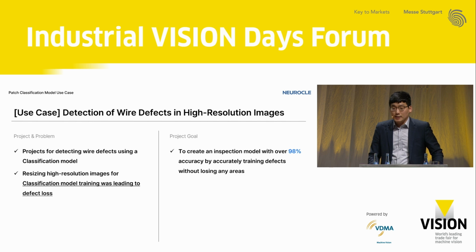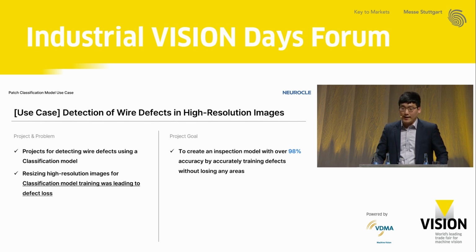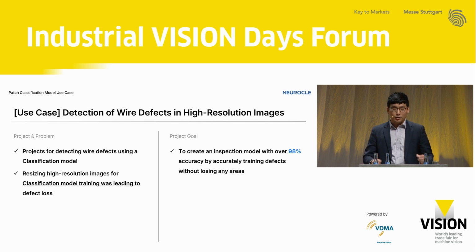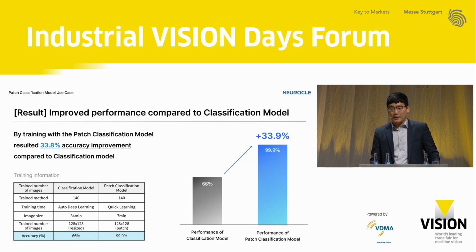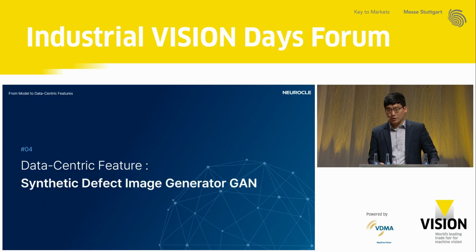We also have many use cases, because if you're using high-resolution data, then patch classification is very useful. One example is detecting wire defects, because they want to use a very high-resolution camera, like a line scan camera, so that we can detect the defects on the wires. In that case, the wires are in a somewhat strange shape, so we cannot use segmentation. We have to use classification, and patch classification helps a lot. Thanks to patch classification, we can increase our accuracy from 66% to almost 99.9%. So there are many use cases of our patch classification with line scan cameras.